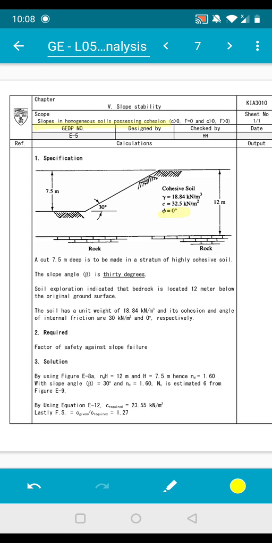So let's look at the specification first. A cut 7.5 m deep is to be made in a stratum of highly cohesive soil. The slope angle beta is 30 degrees. Soil exploration indicates that bedrock is located 12 meters below the original ground surface. The soil has a unit weight of 18.84 kN per meter cube, and its cohesion and angle of friction are given as 30 kN per meter square and 0 degrees respectively. What is required is the factor of safety against slope failure.